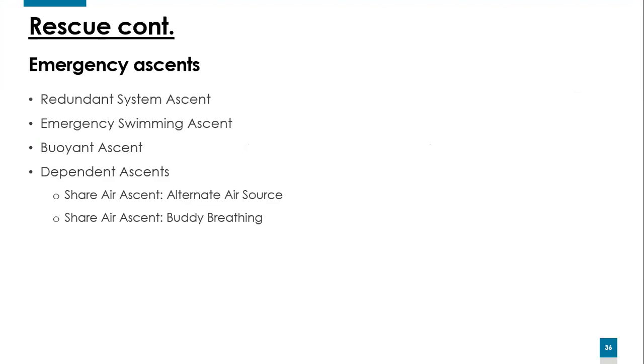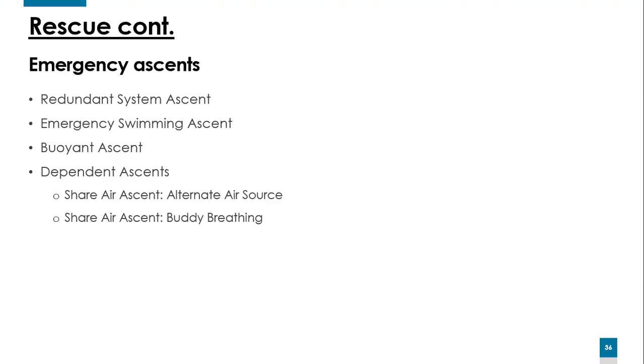All right. Emergency ascents. There are 5 emergency ascents that we're going to look at: redundant system ascent, emergency swimming ascent, buoyant ascent, and dependent ascents, whether it's alternate air source or buddy breathing. Okay. Redundant system ascents, that's when it requires a second independent source of air, like a pony bottle.